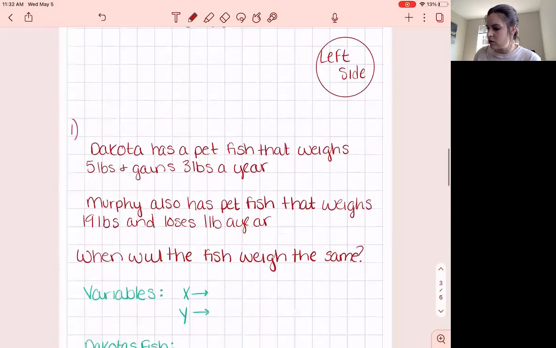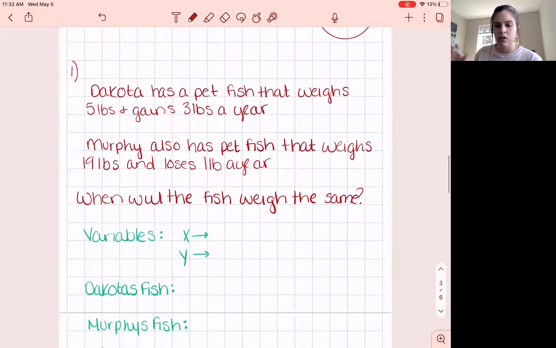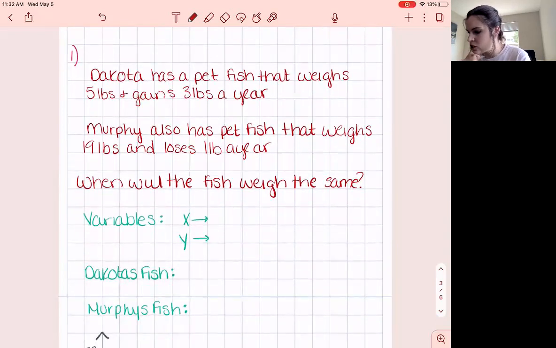So left side notes, we're going to do 2 problems, 2 graphs. So copy this down. It says Dakota has a pet fish that weighs 5 pounds and gains 3 pounds a year. Murphy also has a pet fish that weighs 19 pounds, but his loses 1 pound a year. So let's highlight our important information. So we've got fish that weighs 5 pounds and 3 pounds a year is important. Murphy's starts at 19 pounds, and that little LB stands for pounds, and he loses 1 pound a year.